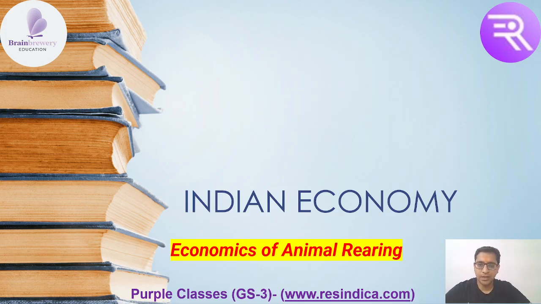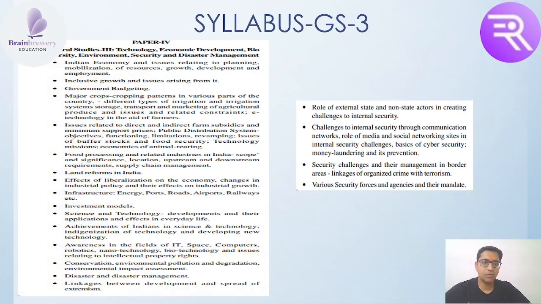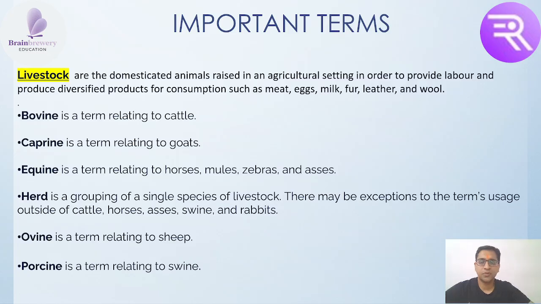So Indian economy, economics of animal rearing, right? So this is going to be the last topic in this main topic. Okay, this is the fifth main topic. Under the fifth main topic, this is the last topic, economics of animal rearing. Okay, so we are still here, and after that we will be moving to the food processing industry, right? So first of all, we should go by some important terms.